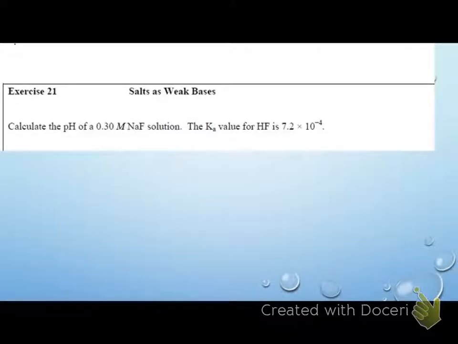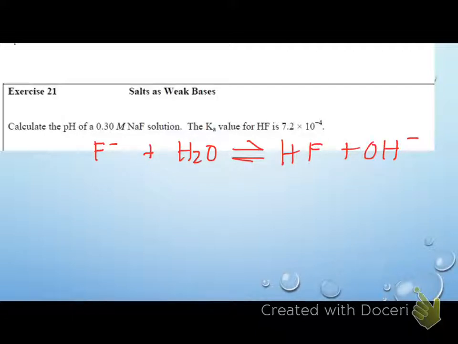All right, so we're going to start with our rice table on this one. So we're going to have F minus plus H2O yields HF plus OH minus, because we're dealing with the base this time. Okay, so when the base is interacting with the water, we're going to make the HF and the OH minus. So it gave us that we have 0.3 here. We don't care about water. 0, 0.